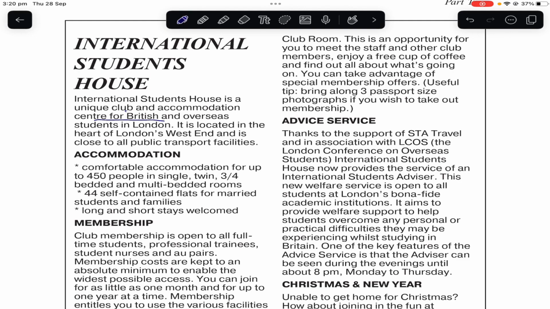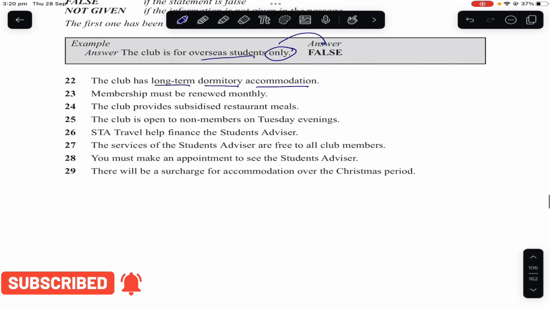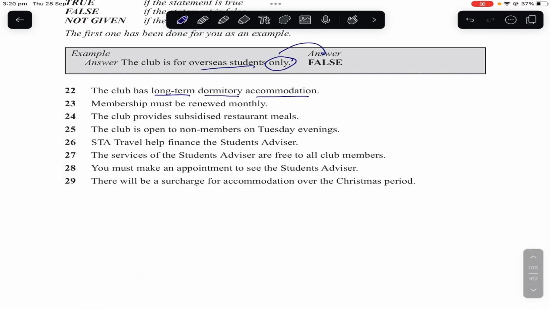Now we know the word that they used was long-term accommodation. That means my answer has to come from this particular paragraph. What it says is comfortable accommodation for up to 450 people in single, twin, 3 and 4 bedded and multi-bedded rooms, 444 self-contained flats for married students and families. Long and short stays are welcomed. And my sentence was the club has long-term dormitory accommodation. So they didn't say the club only has long-term. They did say it has. General statement, does the club have long-term accommodation? Yes, it does. So my correct answer has to be true.